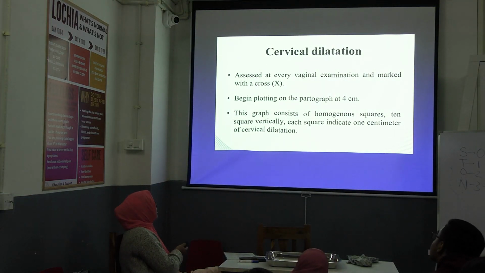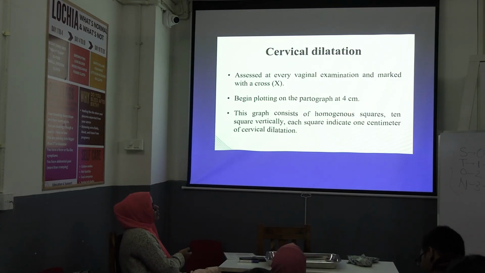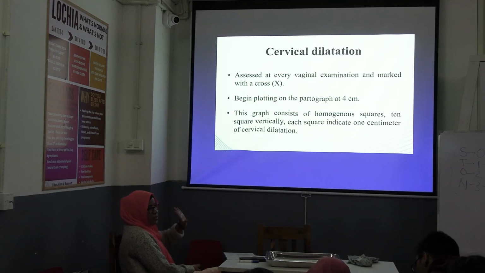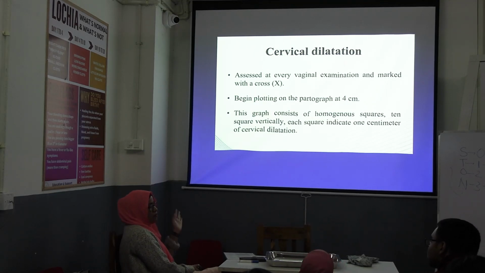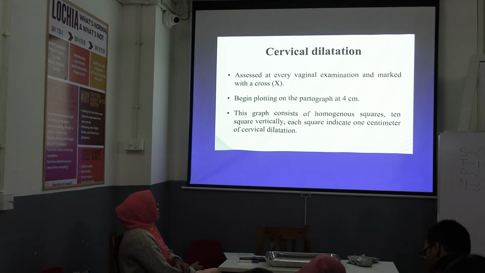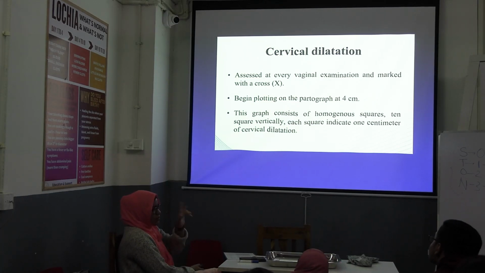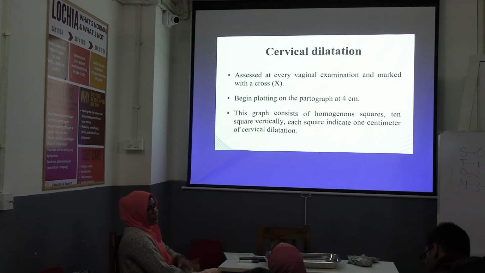Cervical dilatation is checked every 4 hours, and we start the partograph after 4 centimeter of dilatation, that is the active phase of labor. Before 4 centimeter it is the latent phase, and the partograph is plotted only after the start of the active phase, that is 4 centimeter, not before that. In many WHO partographs, nowadays many hospitals take 6 centimeter as the starting point, but here we take 4 centimeter as the starting point of the partograph, that is active phase.